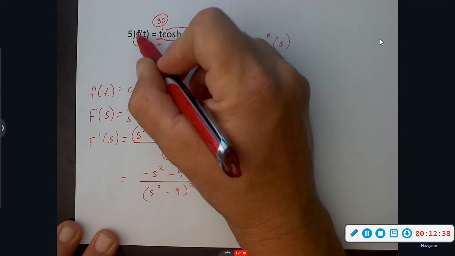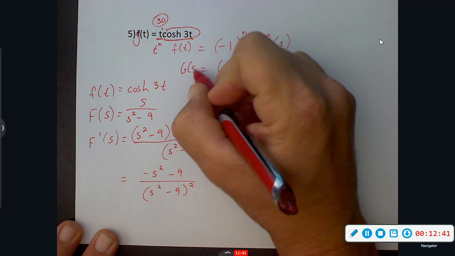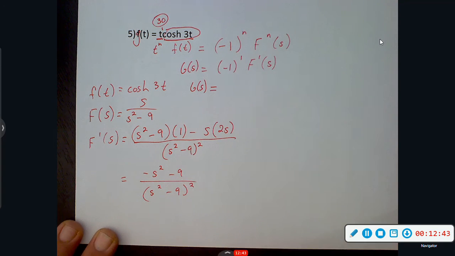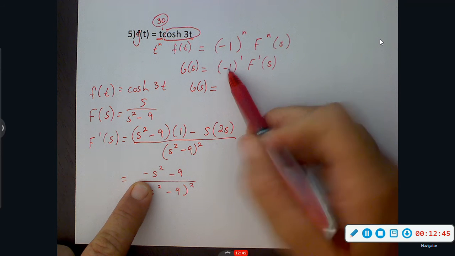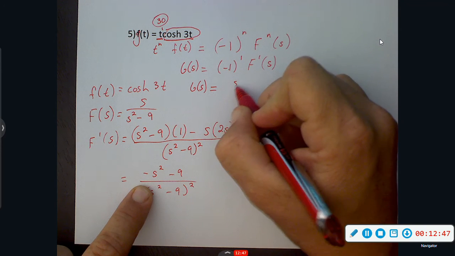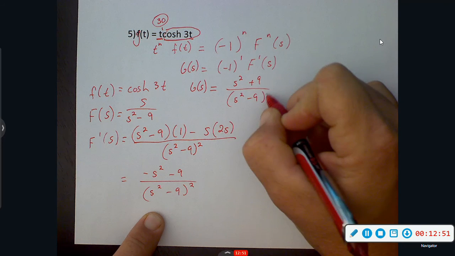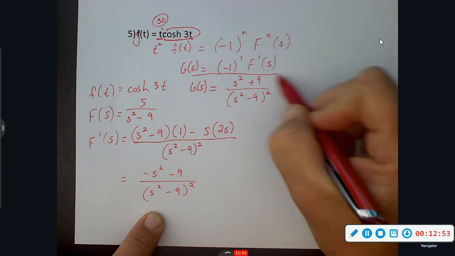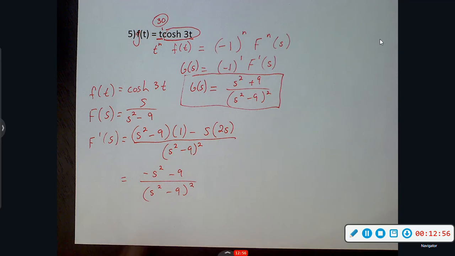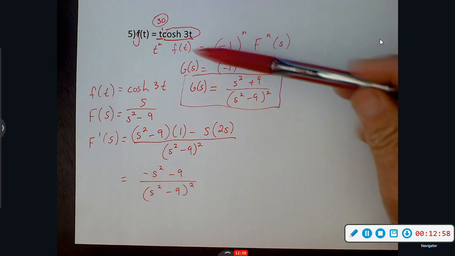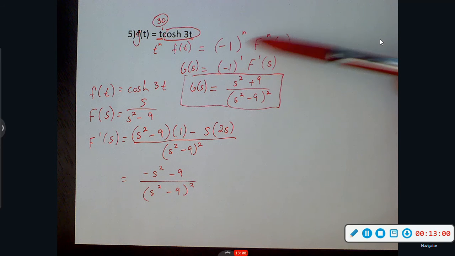So this is going to be g of t, which means g of s is our Laplace transform. And I'm going to do -1 times this, which is now going to be s squared plus 9 over s squared minus 9 squared. So this is our final answer when I'm boxing in here. So again, what we did is we identified it as number 30.